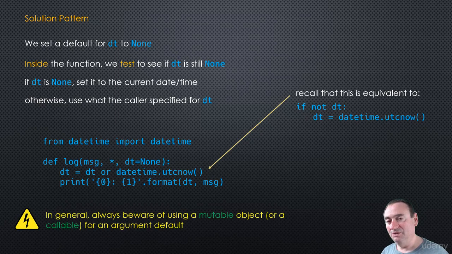Now, in general, always beware of using mutable objects or callables for defaults in your parameters. Just be careful with that because you can run into issues. So just think about it. If you're going to make DT equal to, let's say, a list, or you're going to make DT equal to a function call, be careful. Realize that it's not going to get called again. So if it's a function that is supposed to change over time, that won't happen.